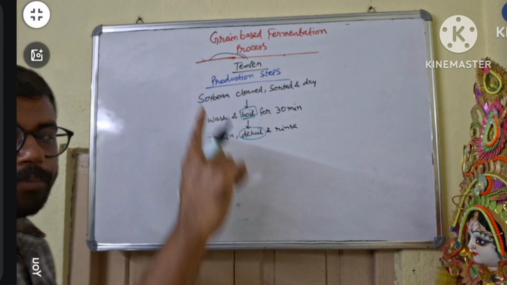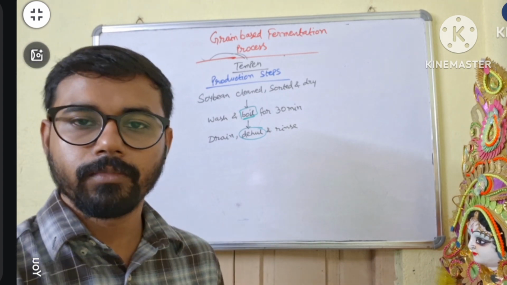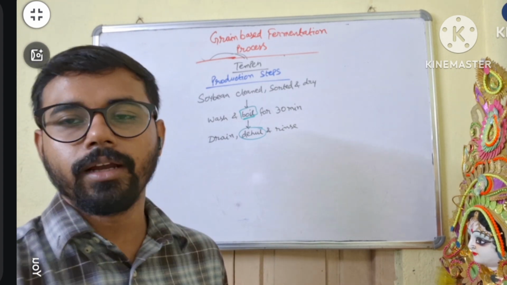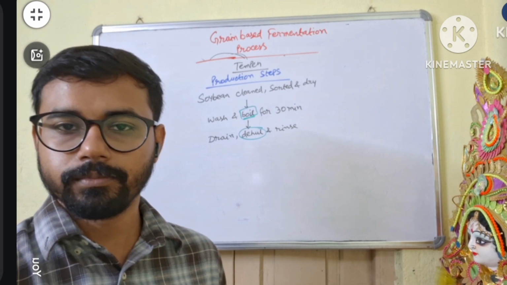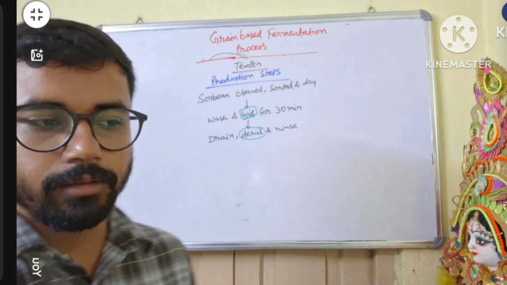Dehulling means remove the upper layer. Outer layer remove, the husk removal. Because soybean is very hard, removing it is very difficult. Without boiling it will not come off. So dehulling means remove the skin or outer layer.